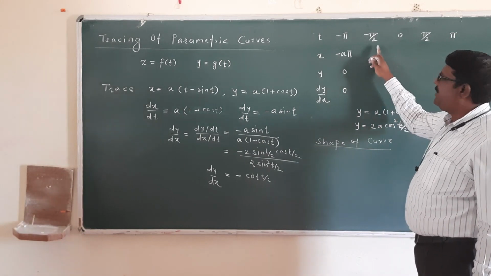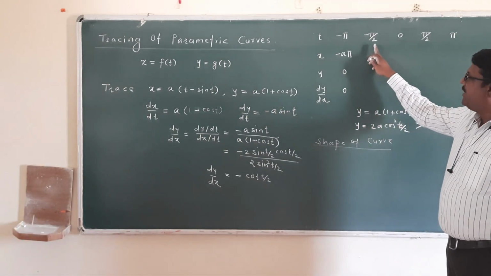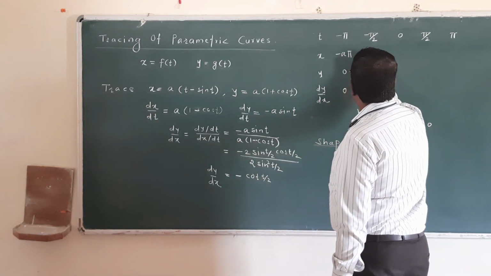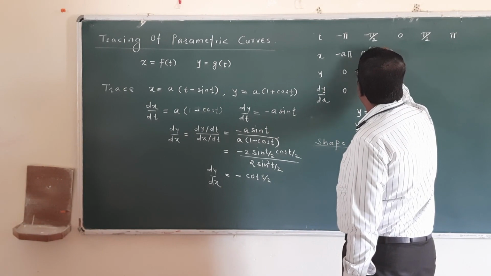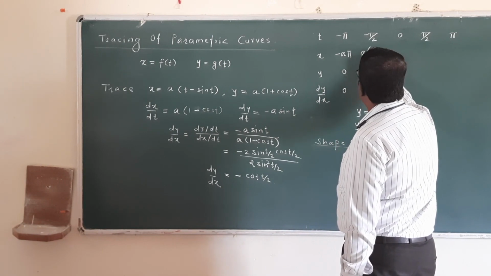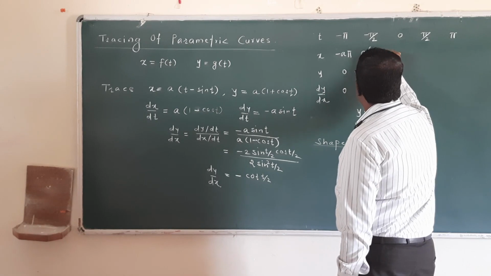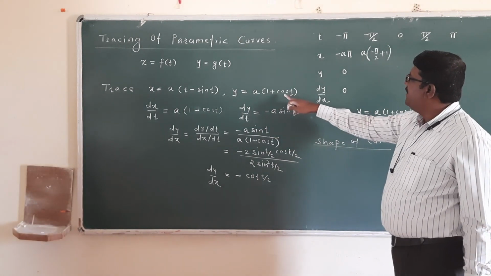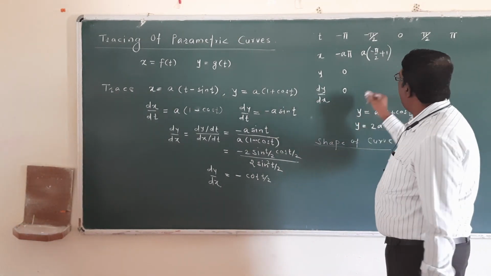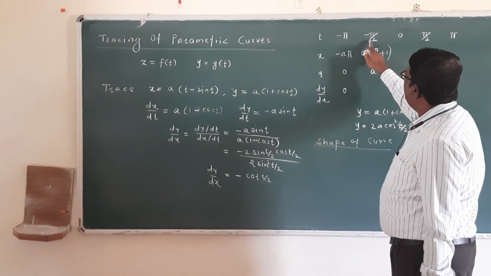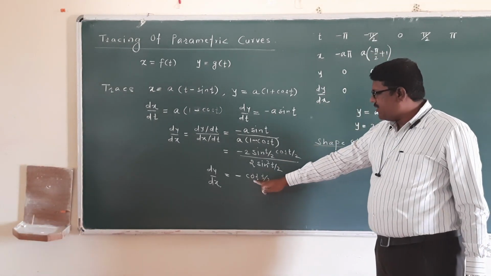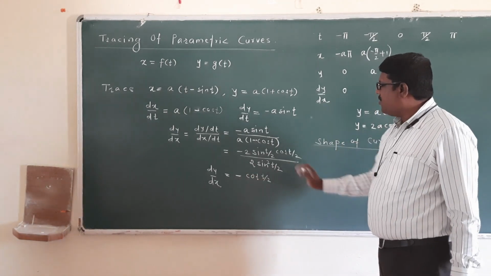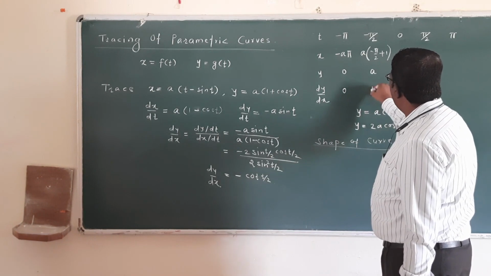Okay. Now for t equal to minus pi by 2, the points are a into bracket minus pi by 2 and again minus of sine minus 90, so it is plus 1. When t is minus pi by 2, what is the value of y? Cos 90 is 0, so the value of y is a. And when t is minus pi by 2, dy by dx is cot minus pi by 4, then it will be plus cot pi by 4, and its value is 1.